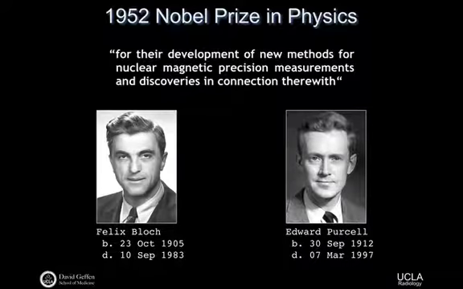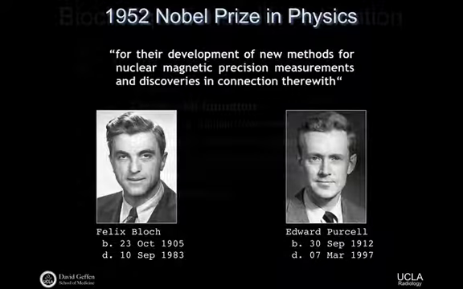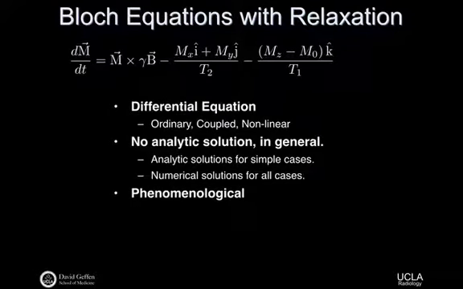So these two guys, Felix Bloch and Ed Purcell, got the 1952 Nobel Prize for basically their conceptualization and inventions regarding the detection of the NMR phenomena. I don't know the history here. Somehow Bloch ended up naming the equations, and Purcell's name is attributed with a few phenomena.